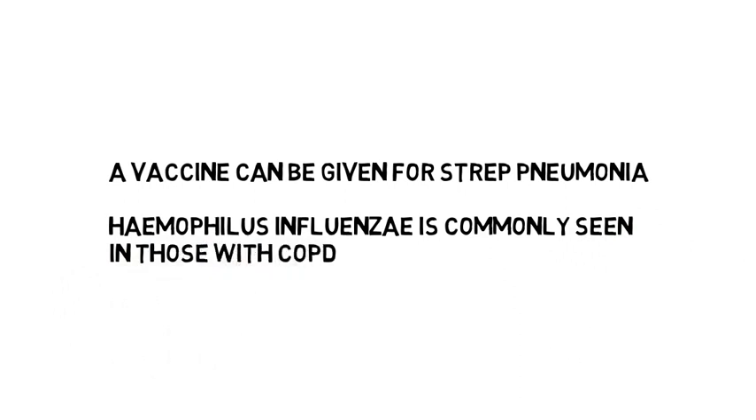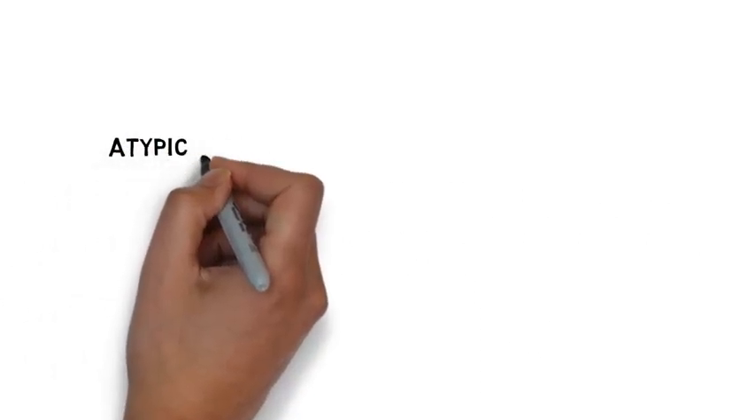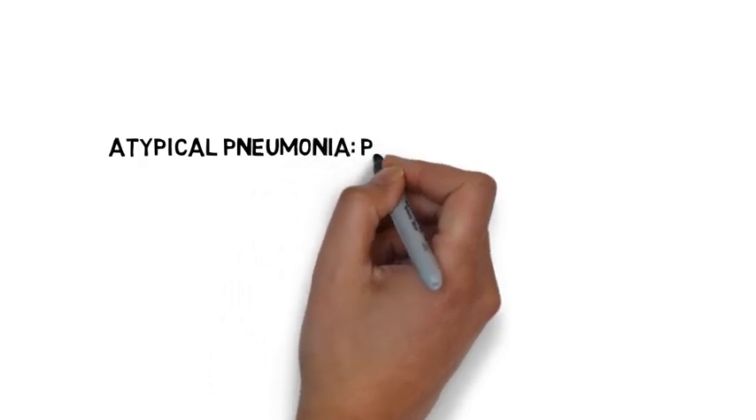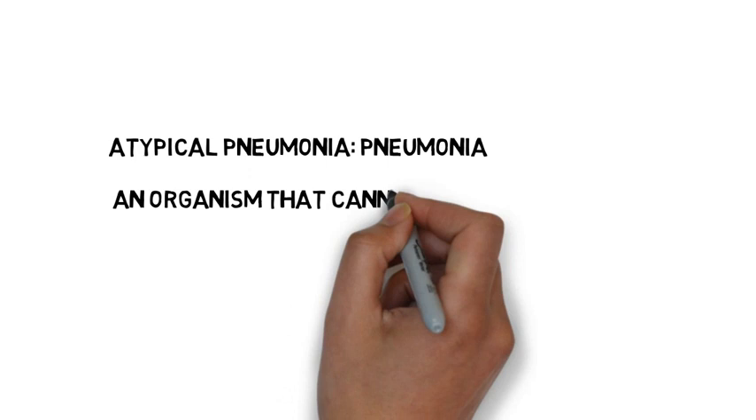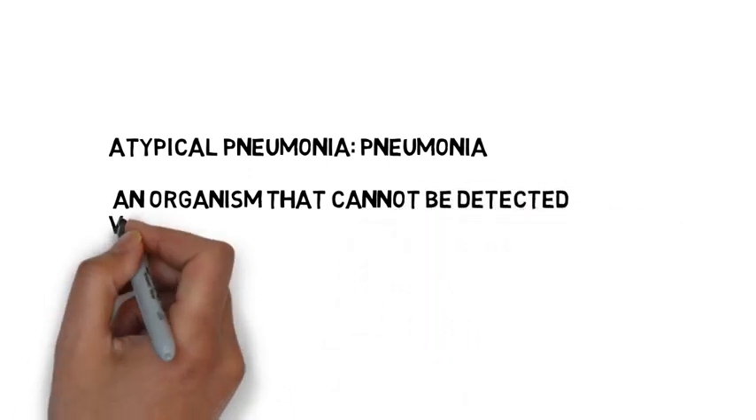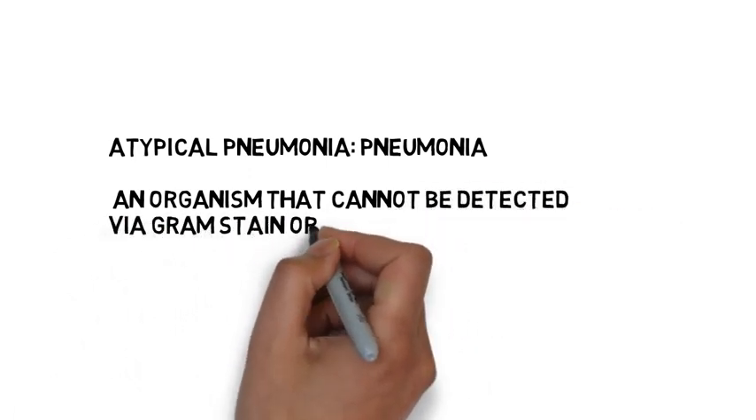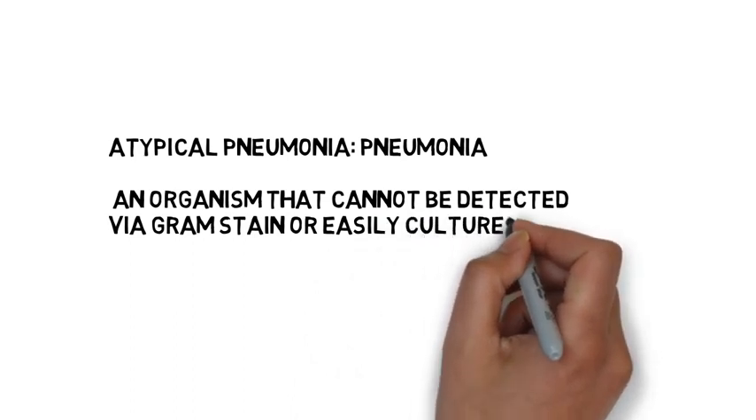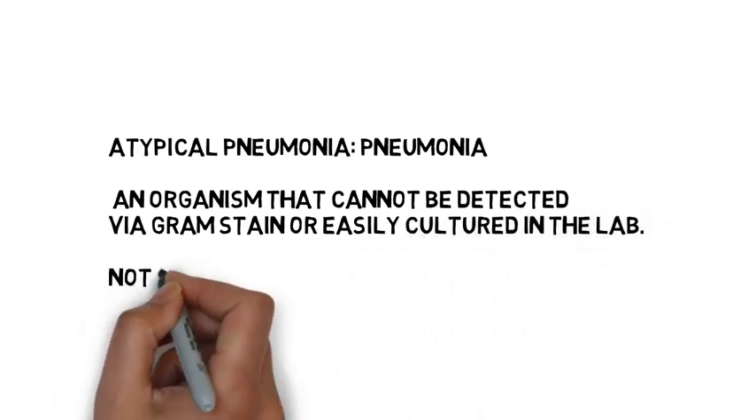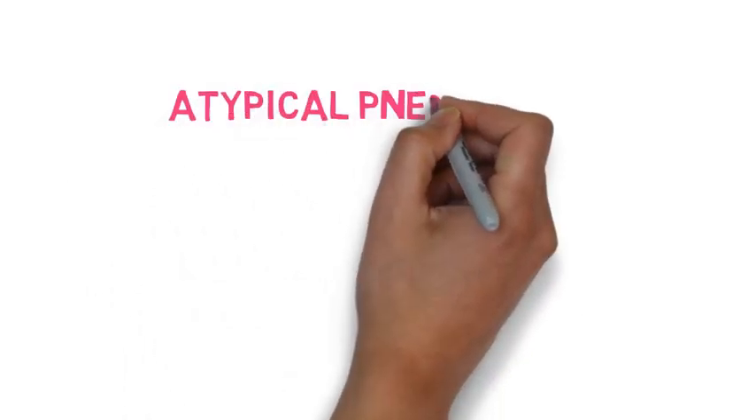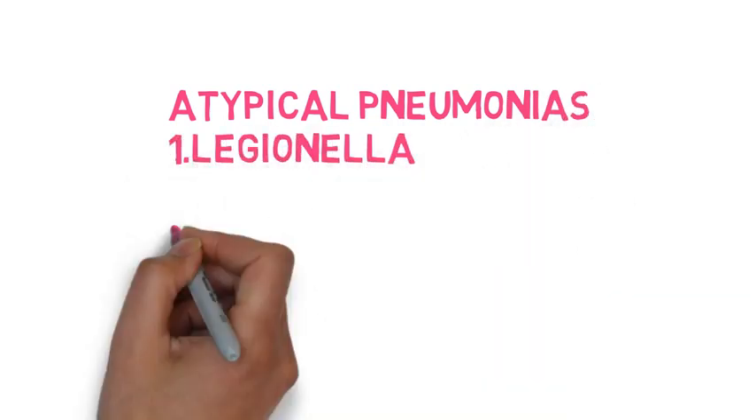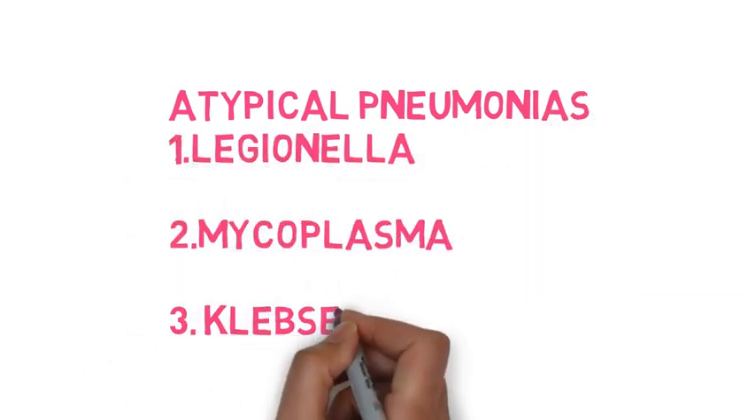Atypical pneumonia simply means pneumonia that is caused by an organism that cannot be detected via gram stain or easily cultured in the lab. It is important to be aware of atypical pneumonia, as these pneumonias do not respond to penicillin. The three atypical pneumonias of note include Legionella, Mycoplasma pneumonia, and Klebsiella pneumonia.